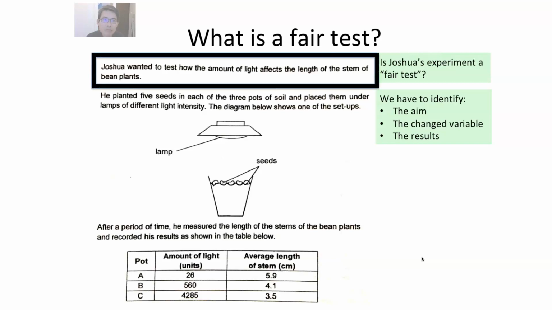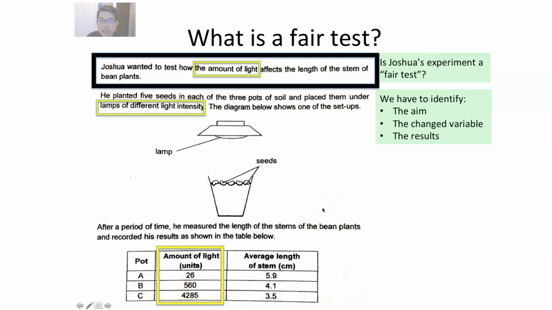Where is the aim? Clearly, this is the aim: he wanted to test how... to find out. And where is the change variable? You're right, the amount of light. That is the change variable. And let's confirm it. We notice that the lamps are of different light intensity, so they are of different brightness. Alright, and the amount of light here did change, from the dimmest to the brightest.